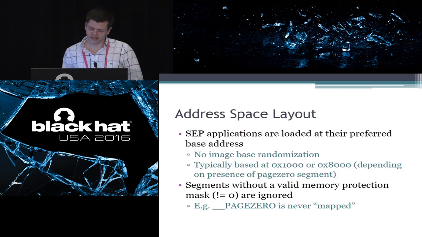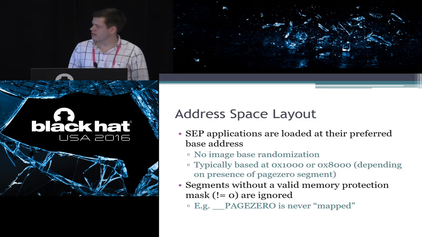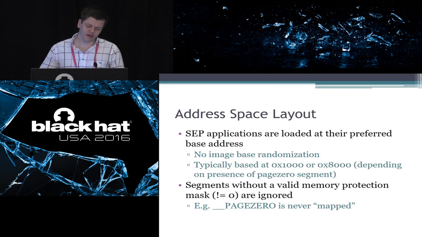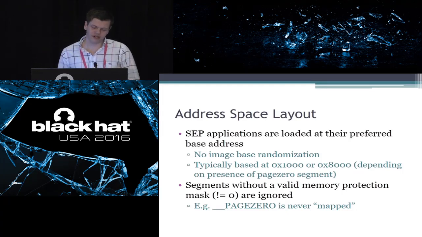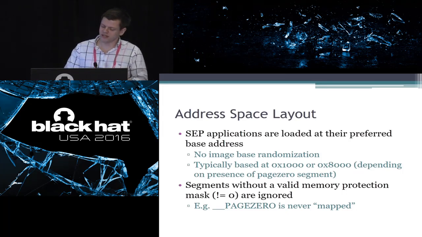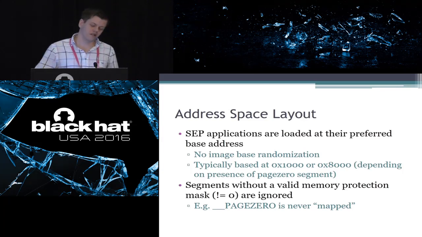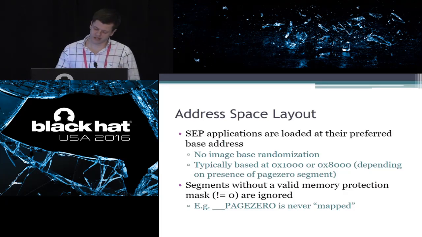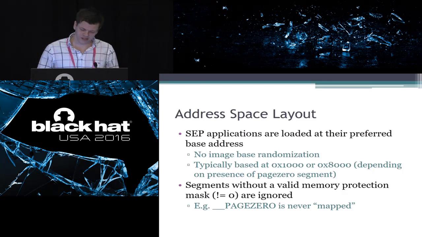The address space layout of a SEP application is very static. There's no image-based randomization at all. Every application is typically based at 0x1000 or 0x8000, depending on whether it has a page 0 segment. And page 0 segments are actually ignored by the loader. So there's really no null page protection. But then again, you can't really map to the null page unless you have control of the root task. So it's not a big deal, but it's still interesting.